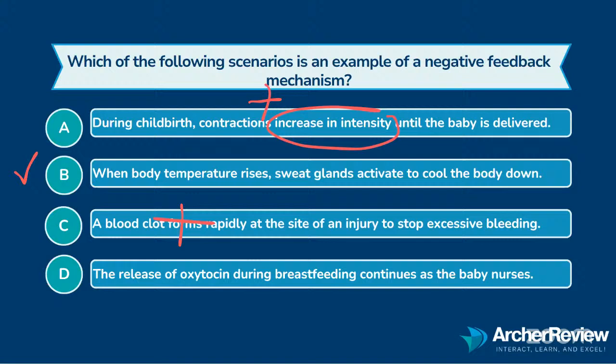D, the release of oxytocin during breastfeeding continues as the baby nurses. Yes, that release of oxytocin is there to stimulate the bond between the mother and the child. That is continuing, amplifying to a set point as the baby nurses. So that is also positive feedback mechanism.